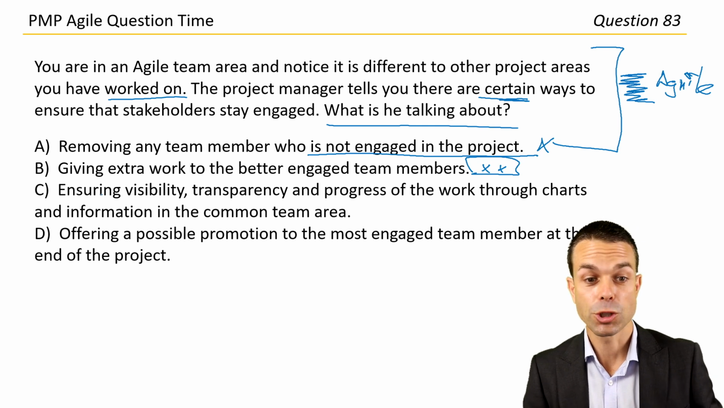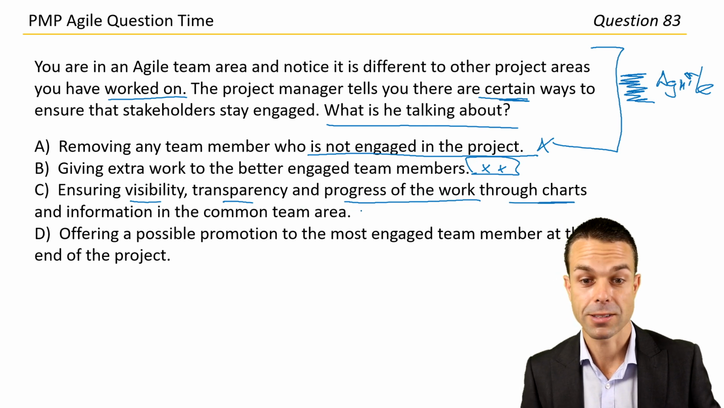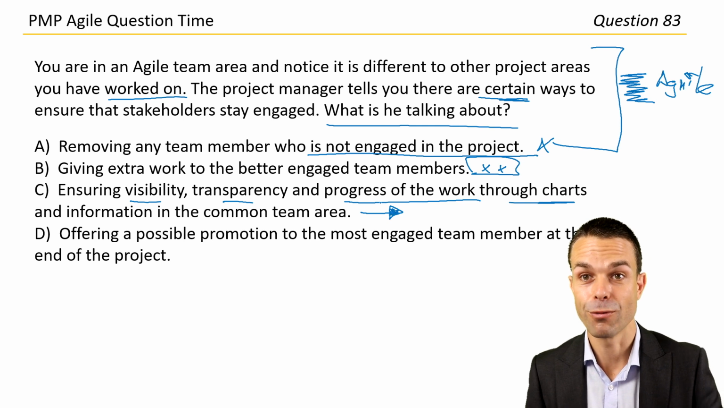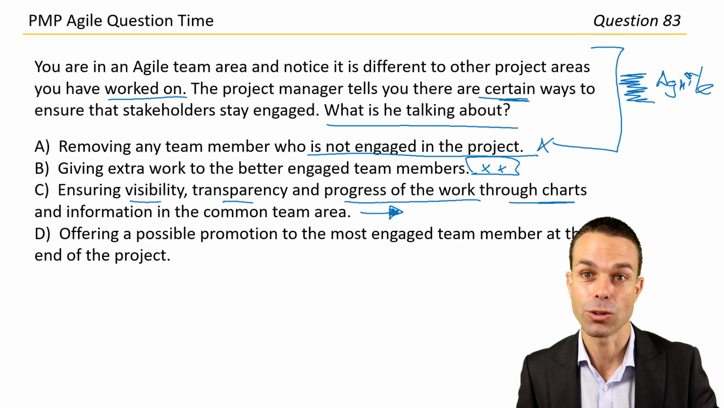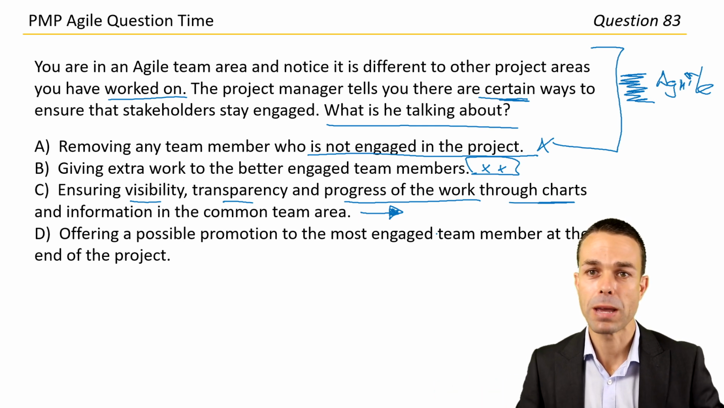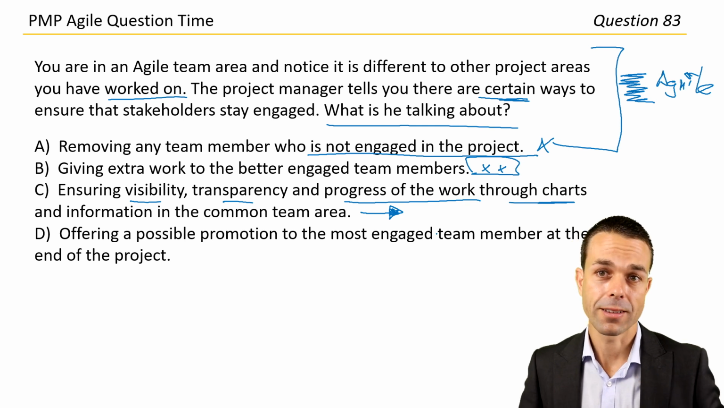Ensuring visibility, transparency, and progress of the work through charts and information in the common team area. So this is a really great way to keep people involved. And as they're involved, as we've seen, they're engaged or more engaged. So all of that transparency of the information, it's right there. People can see it at the drop of a hat. They can walk through the team area and see how the team is going.